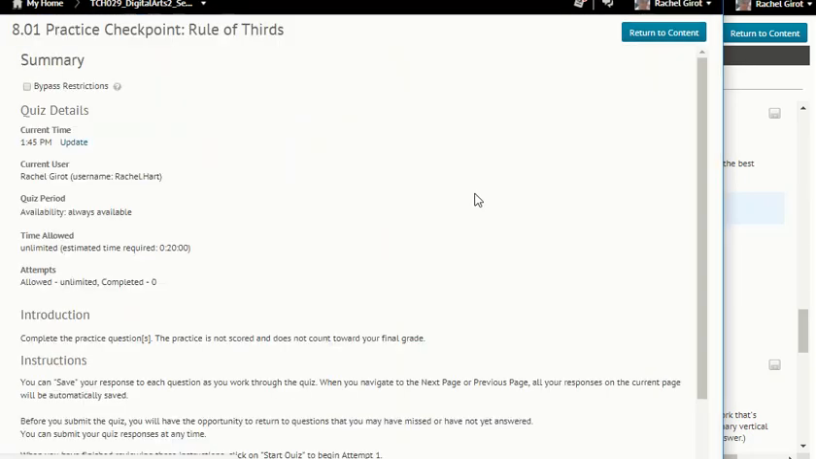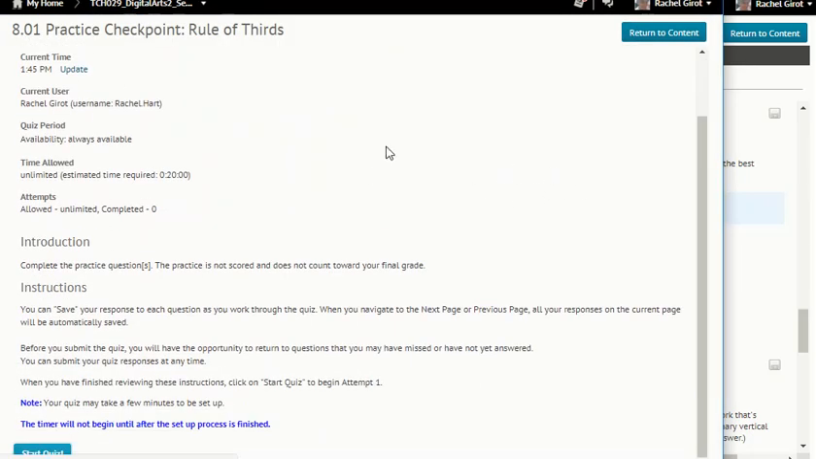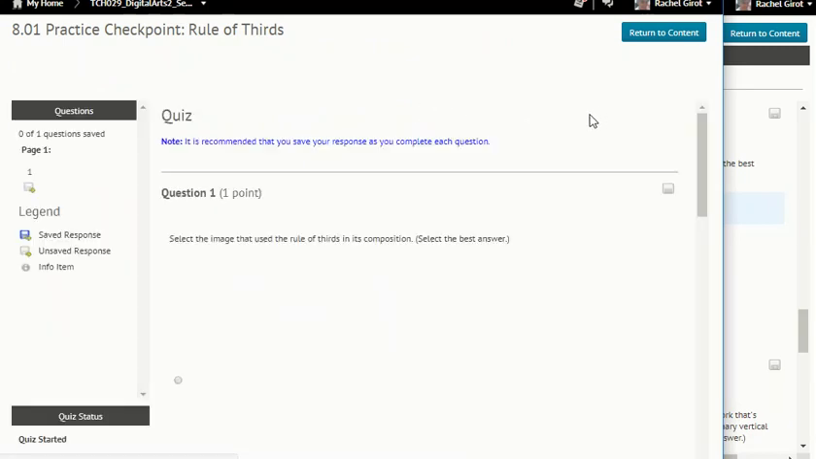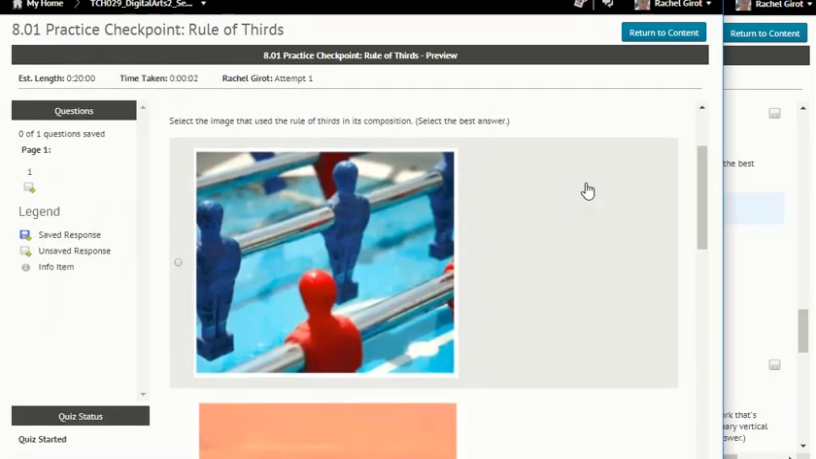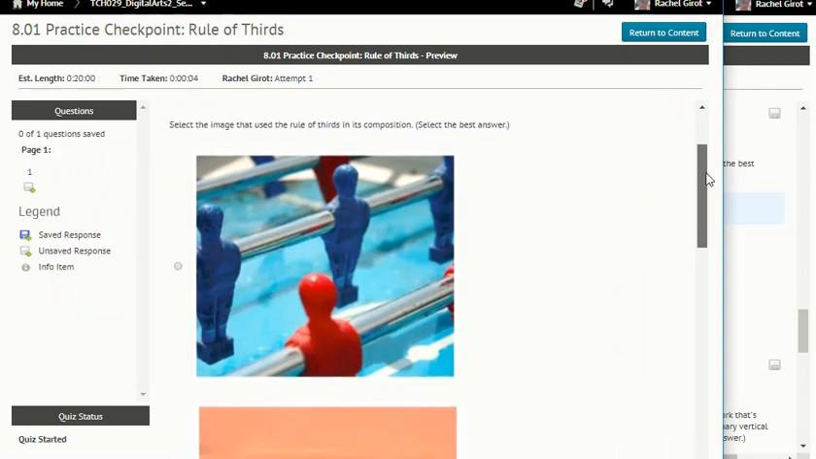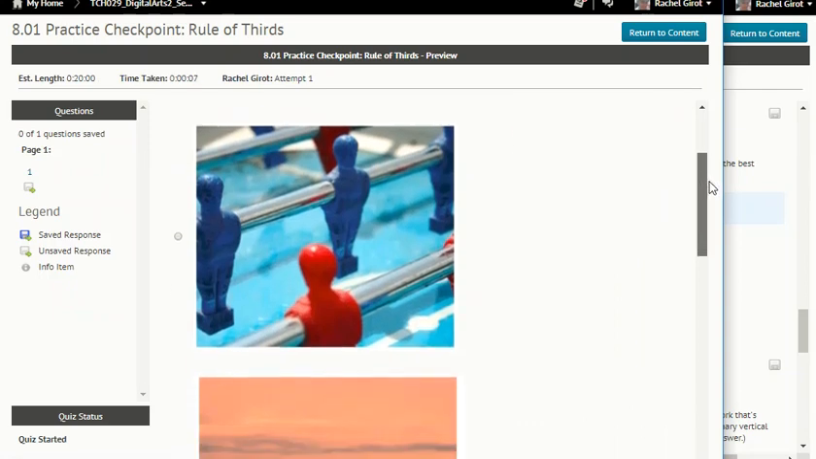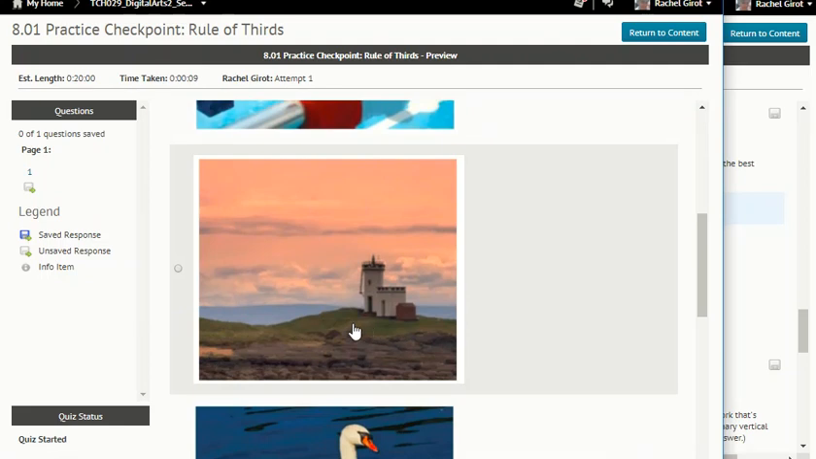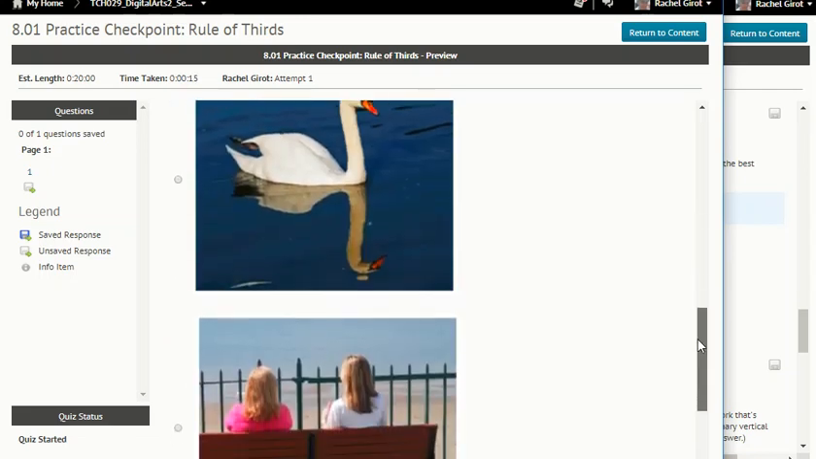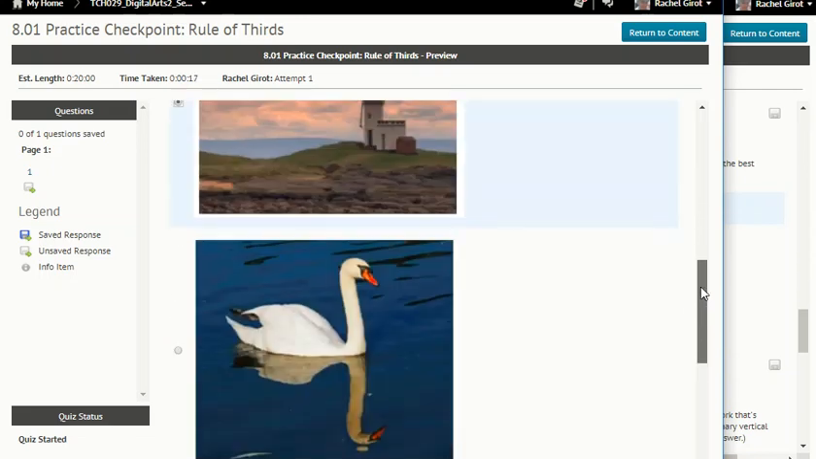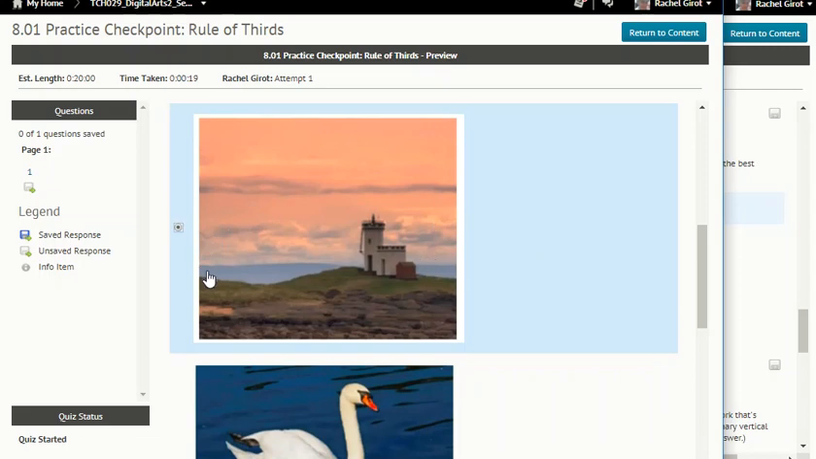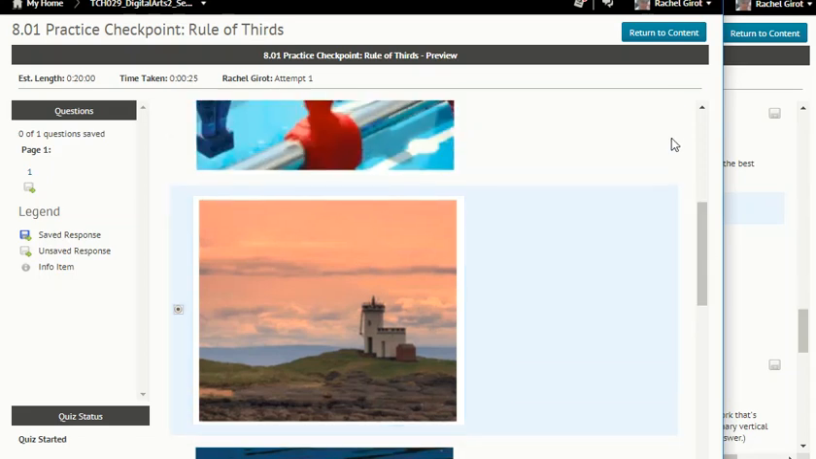Wow. Another preview. Here we go. So start this quiz. Checkpoint. Select the image that uses the rule of thirds in its composition. So we're looking for thirds lines. Oh, look at that right there. Do you see the thirds lines right there? It's going to be that one. Yeah, I would definitely go with this. You got the horizon on the bottom third, and you've got this lighthouse on the right third line.